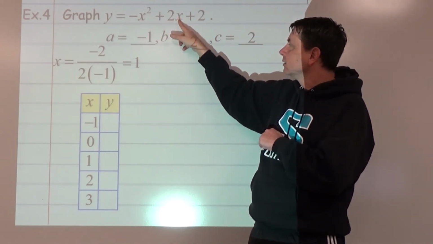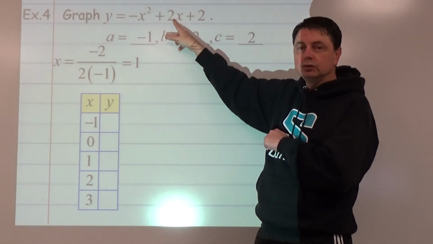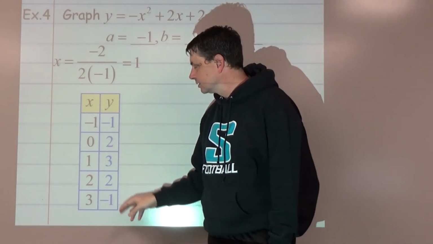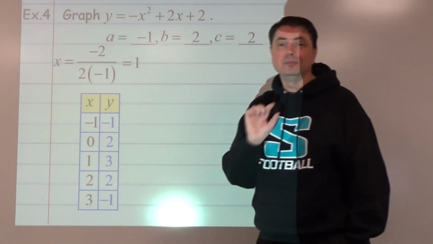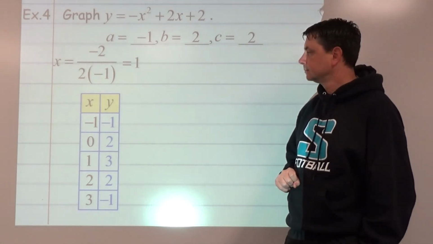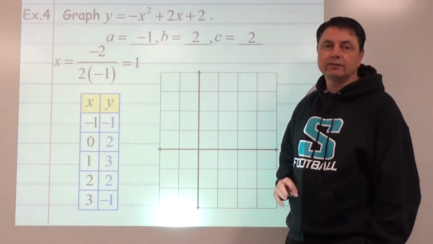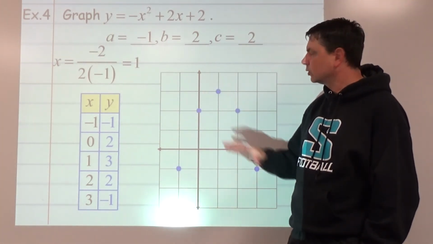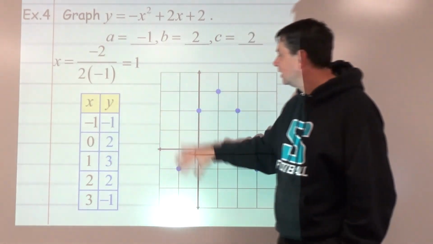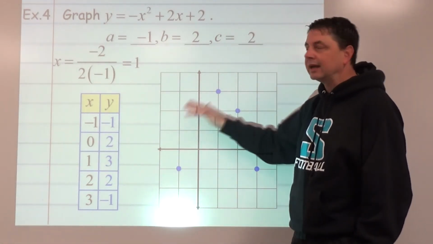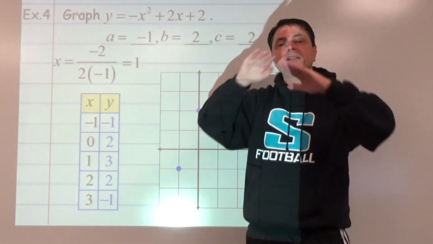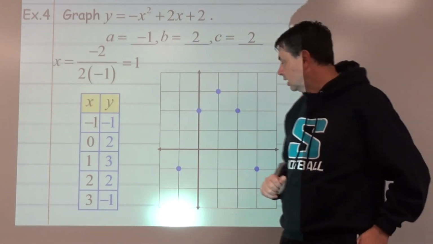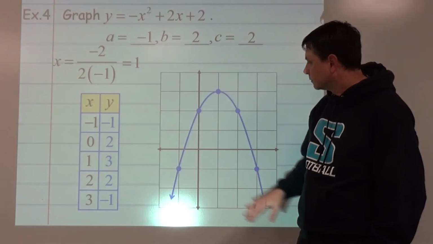Plug in a negative 1 here. A negative 1, negative 2, plus 2 is going to make negative 1. Here are the rest of them. 2, 3, 2, negative 1. Make sure you can come up with those numbers. Let's plot those points on a graph. So you can see now, based on our numbers here, that our parabola is going to open downward. That's because of A being negative. Anytime A is negative, the parabola is going to open downward. Anytime A is positive, it's going to open upward. Here's our parabola.